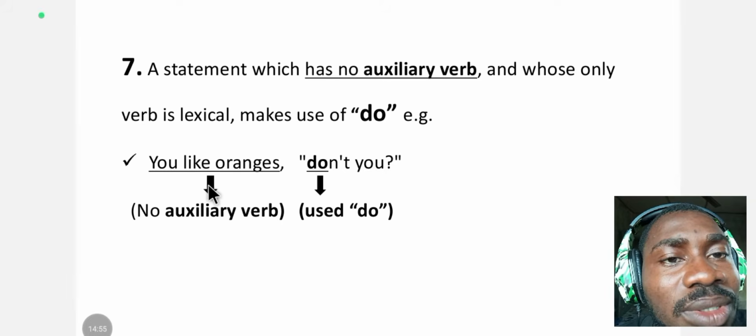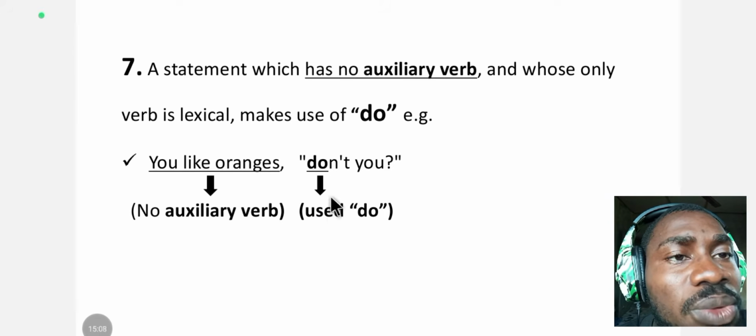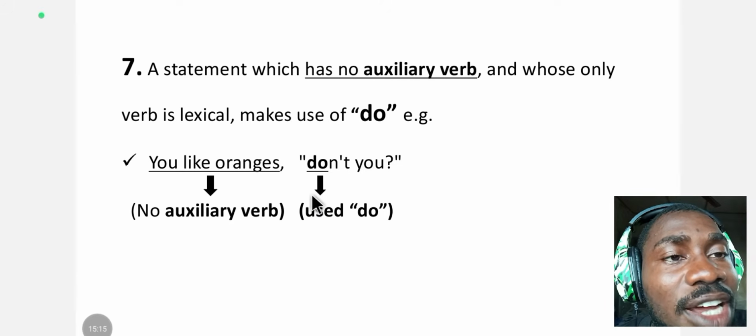So when you trace down, follow the arrow, you look at the statement you have in bracket, it states here that no auxiliary verb. So we don't have an auxiliary verb here. No linking verb here, no auxiliary verb. So we use do to replace the auxiliary verb when the statement does not have an auxiliary verb. Don't you? We used do.